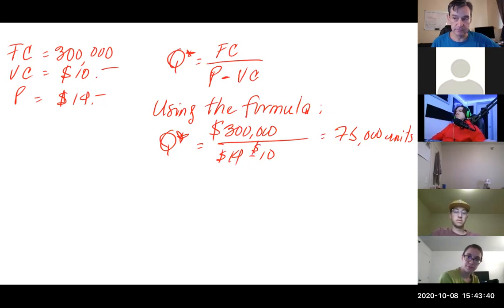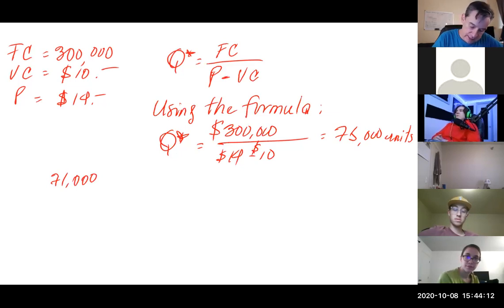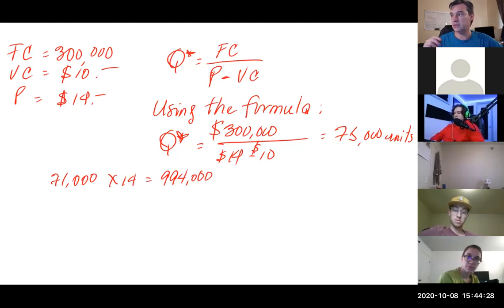Easy peasy. You go to the marketing researcher and he tells you, you know what? You are able to sell only 71,000 units. You can sell 75,000. So you say, okay, if I sell 71,000 units at 14, how much is it? 994,000. I know that I break even at 75,000 units. So because I have not enough volume, I will lose money, right? I would get revenue for this amount.